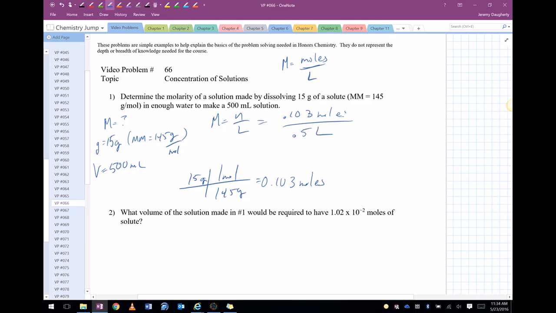So I get a value of 0.207. This is only 1 sig fig, right? So to 1 sig fig would be 0.2. And we say that it's 0.2 molar. Okay, the molarity is 0.2, it is 0.2 molar.